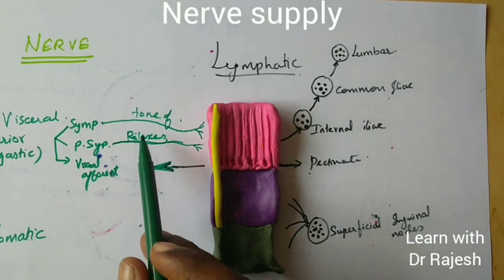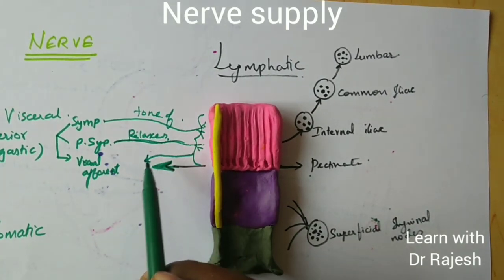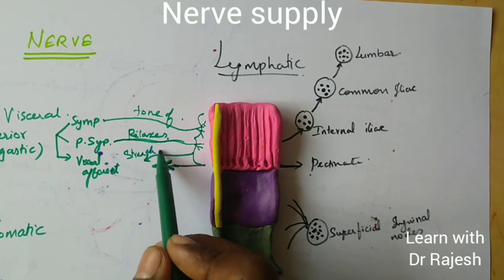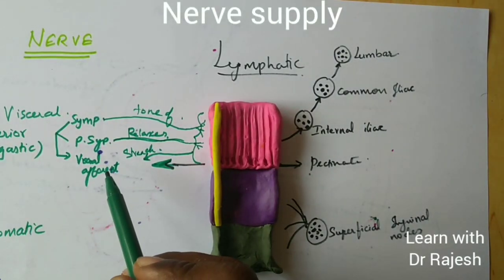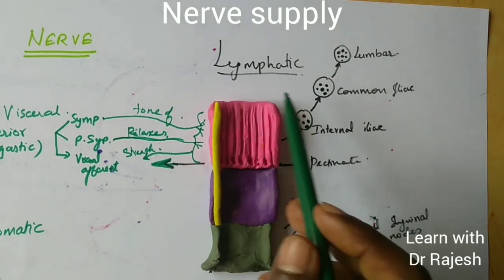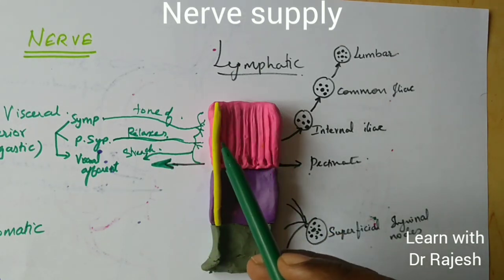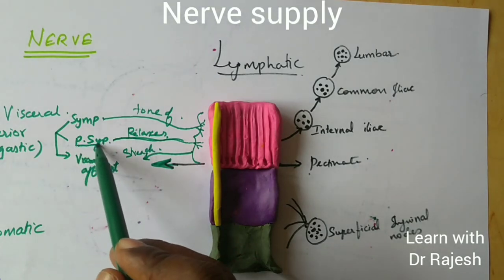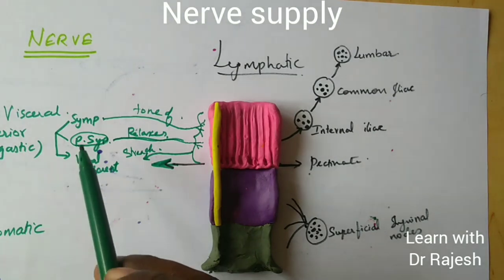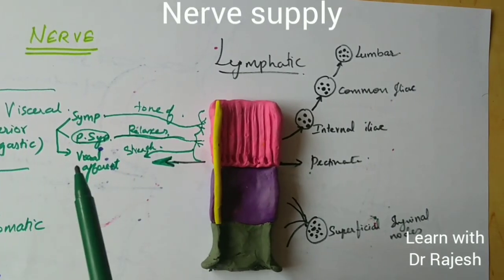Superior to the pectinate line, this region of the anal canal is only responsive to stretch. It does not have pain perception. For example, distension of the rectal ampulla will cause a stretching reflex and relaxation, that is, the parasympathetic nerves are activated and cause relaxation of the internal anal sphincter.